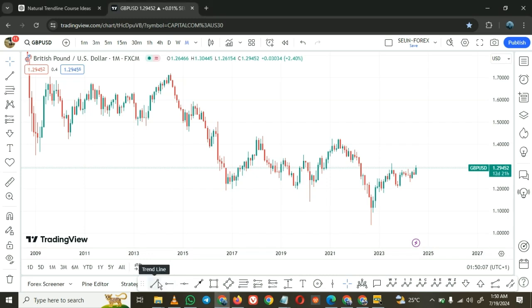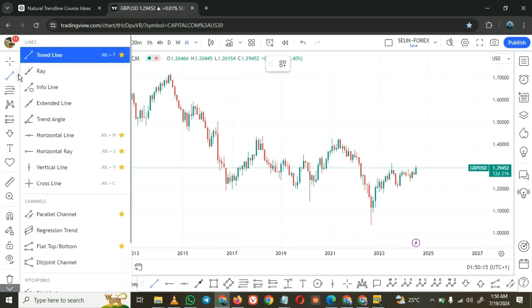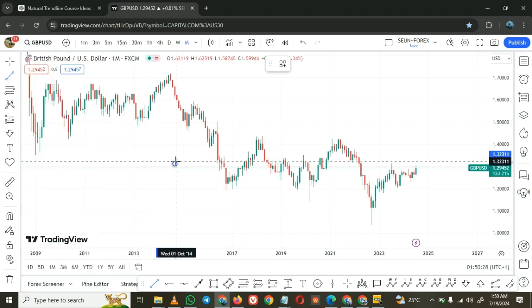I've already selected the tools that are important to me. But if you are a fresher, a new trader, and you don't understand, this is the easiest place. This is the tool icon to pick your usable tools, and I've already picked mine. So without further ado, let me teach you how to plot your key levels.